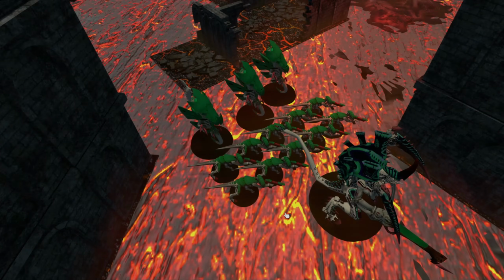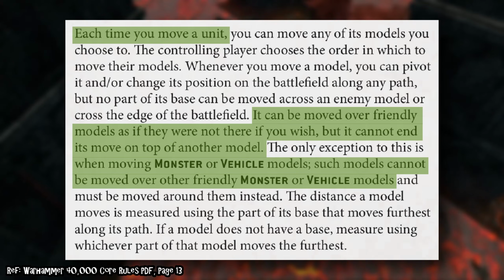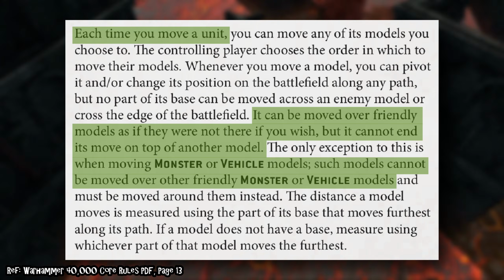You can also, each time you move one of your models, move it through other friendly models, with the restriction that both the moving model and the model being moved through do not share the monster or vehicle keywords.